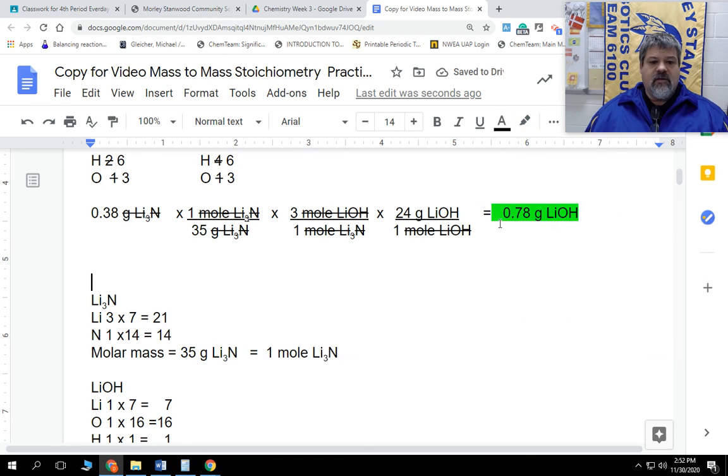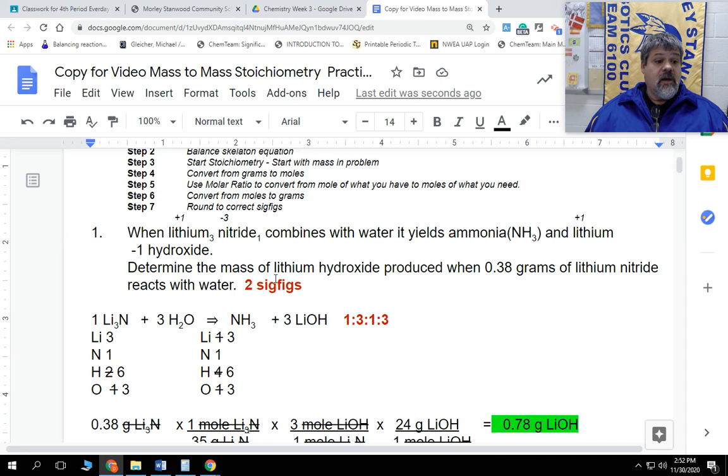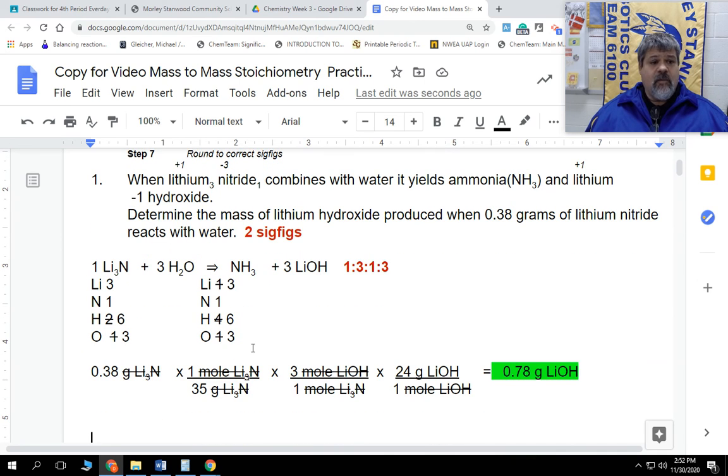So our answer is 0.78 grams of lithium hydroxide will be produced when we start off with 0.38 grams of lithium nitride, as long as we have excess of everything else. Okay, that's that one. That's the starter practice sheet number 2.